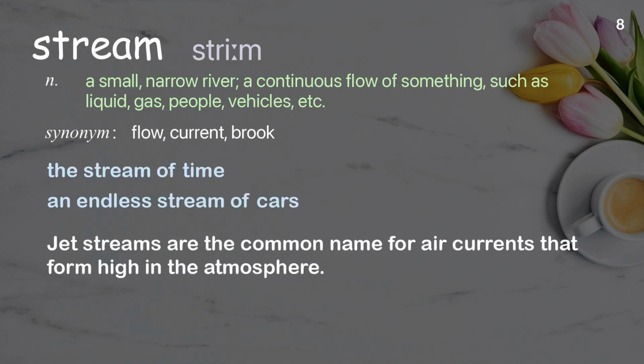Examples. The stream of time. An endless stream of cars. Jet streams are the common name for air currents that form high in the atmosphere.